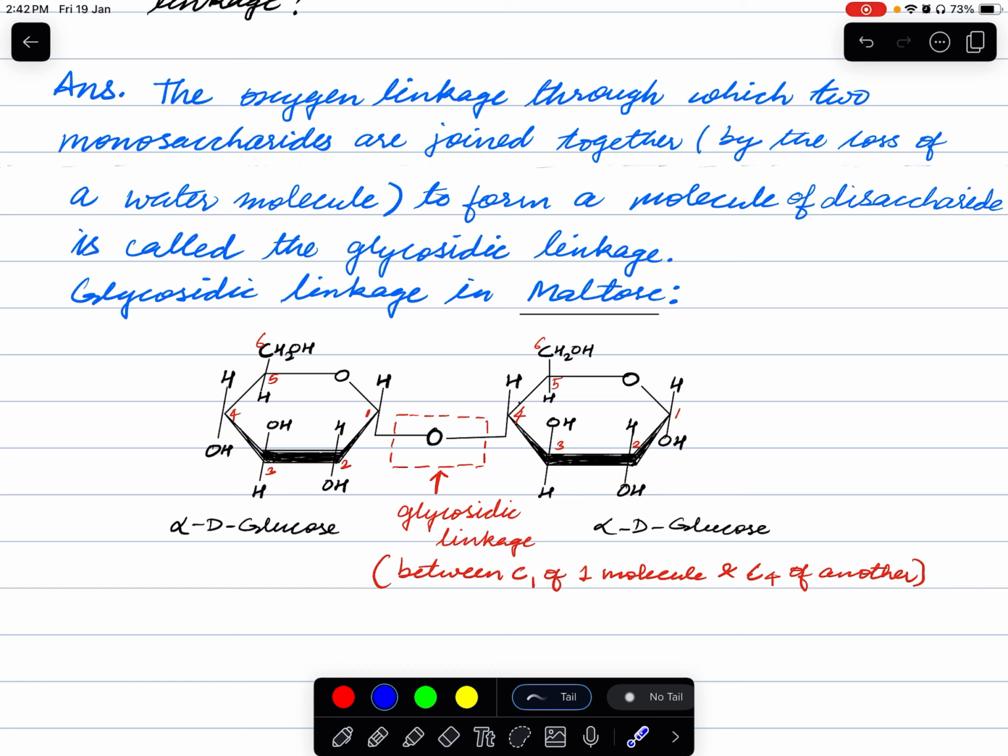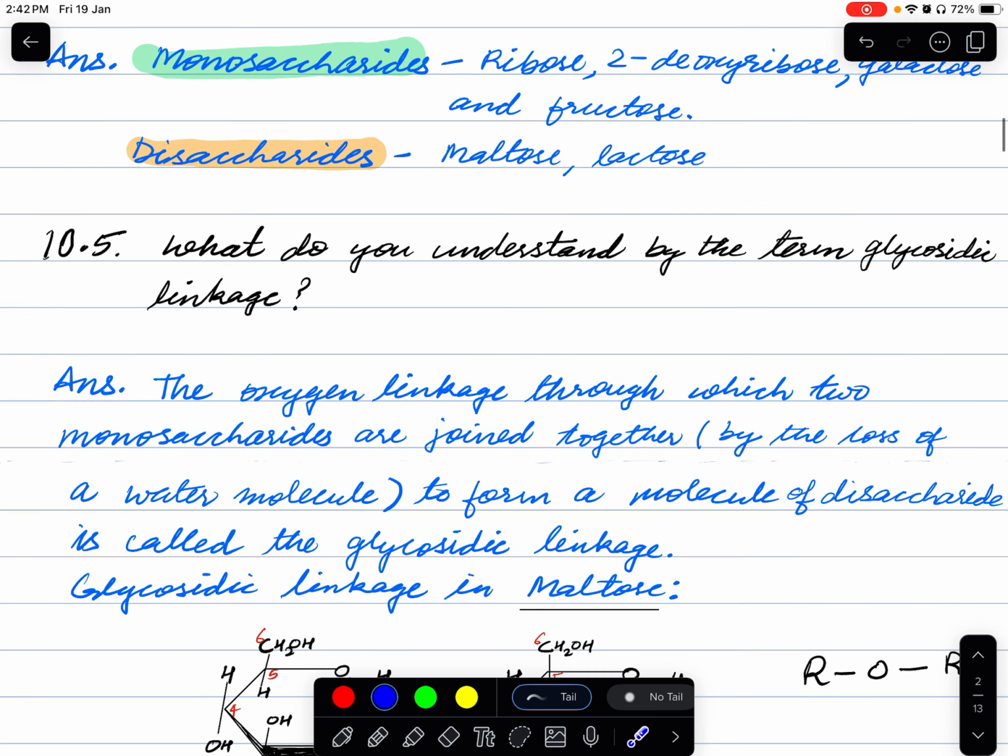And this linkage, that is glycosidic linkage, is somewhat like the linkage which we find in the case of ethers. Ethers are compounds having this type of bond, that is a carbon-oxygen bond. The similar type of bond we have in the case of disaccharides. So here this linkage, that is the oxygen linkage, is called glycosidic linkage or glycosidic bond, and this bond always exists between the first carbon of the first molecule and the fourth carbon of the second molecule. Okay, this is all about glycosidic linkage.